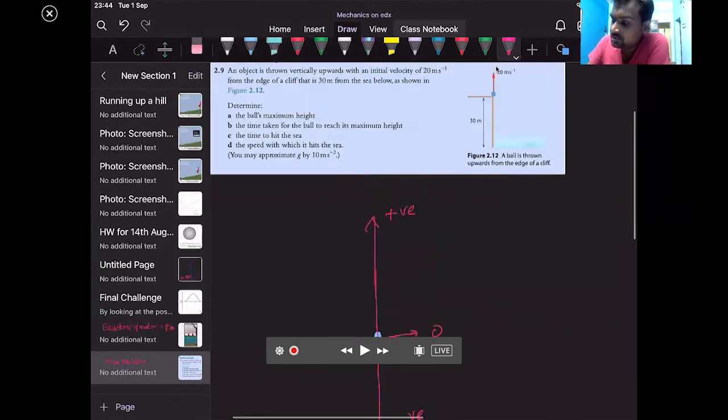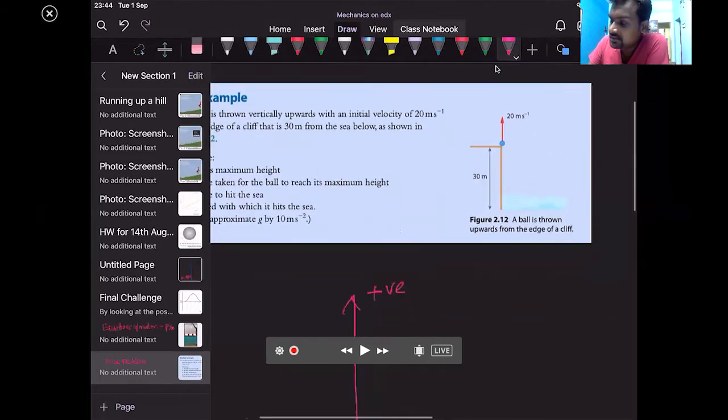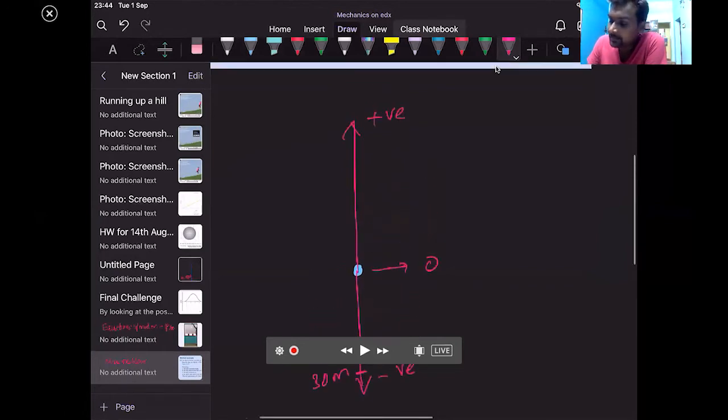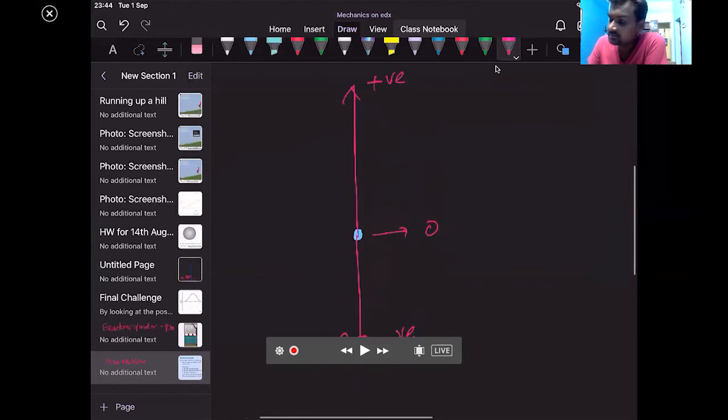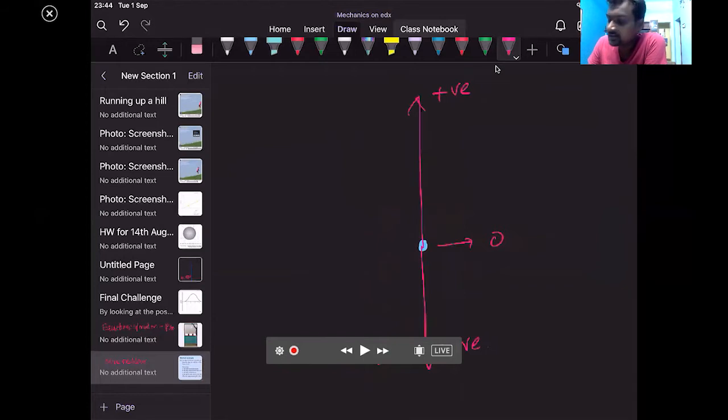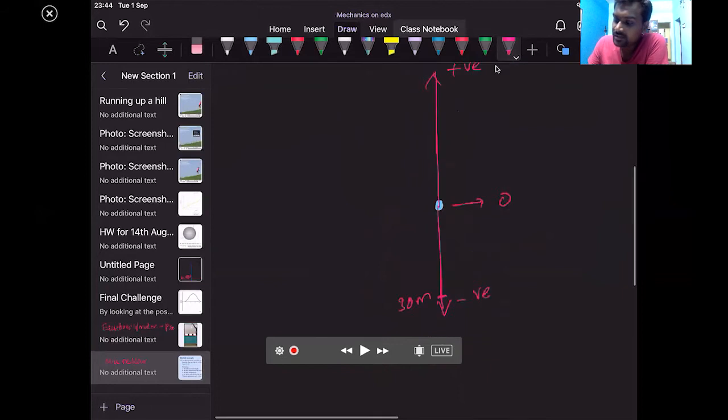The question also tells us that the sea is at a 30-meter mark downwards. So let's say this is the sea level. The sea is 30 meters below 0, on the negative axis, correct? And positive is upwards. So first step done. I've defined the axis and told where 0 is. Great. What is the second step?